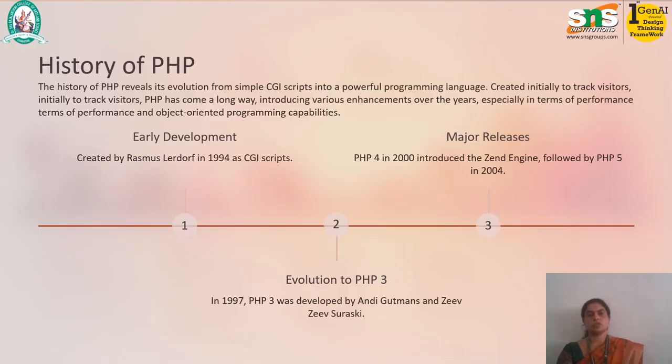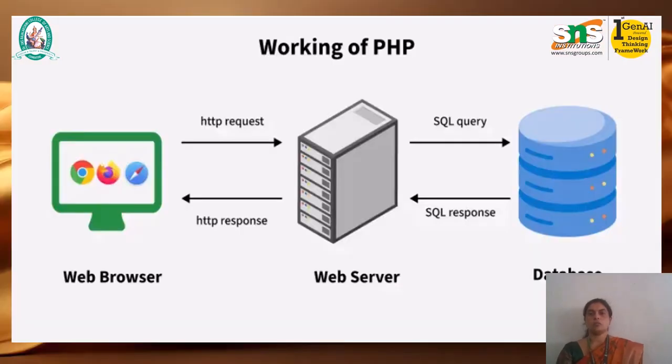When we talk about the history of PHP, in early 1994, a CGI script was developed by Rasmus, and this CGI script is a powerful programming language. And later on, considering performance and object-oriented programming capabilities, in 2000 PHP 4 was developed, and later on PHP 5 was developed in 2004, supporting performance as well as object-oriented programming capabilities.